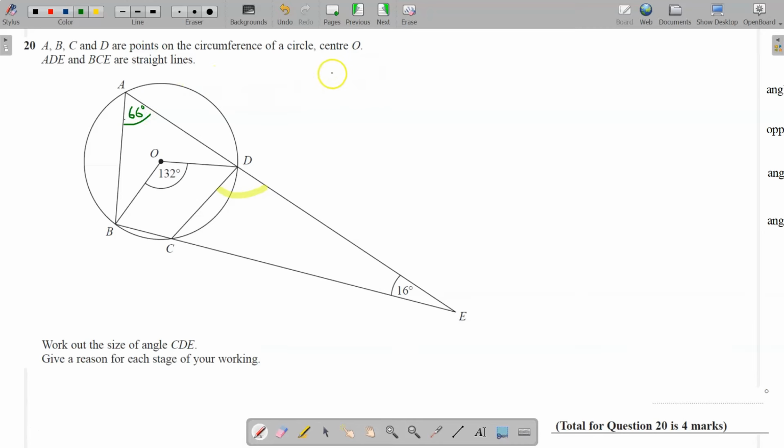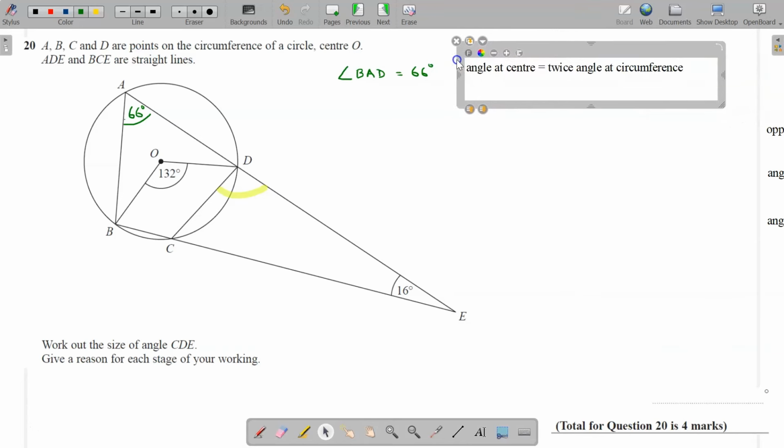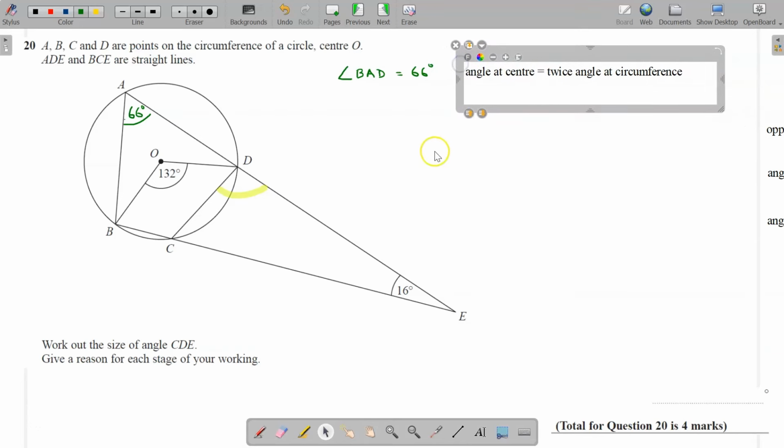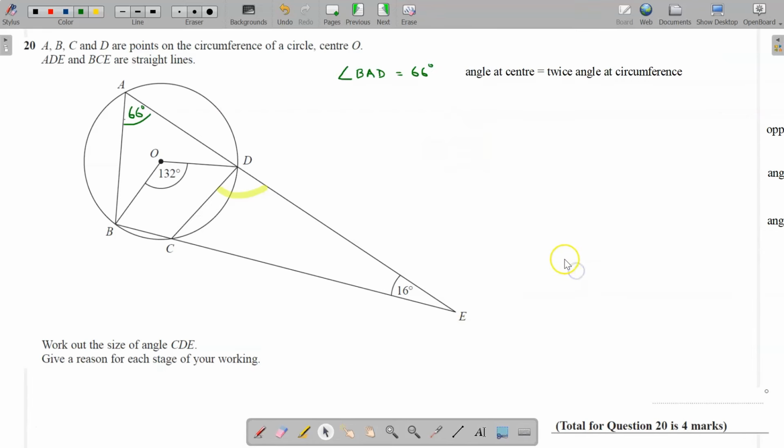So I need to say that angle BAD equals 66 degrees, and the reason is that, as I just said, the angle at the centre is twice the angle at the circumference, right? Next one, I need to find angle BCD, this one in here. And that's going to be 180 take away 66, which is 114.